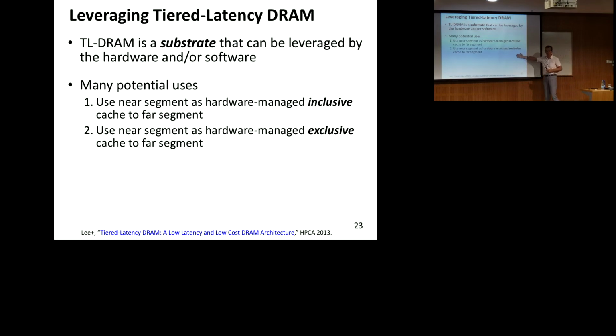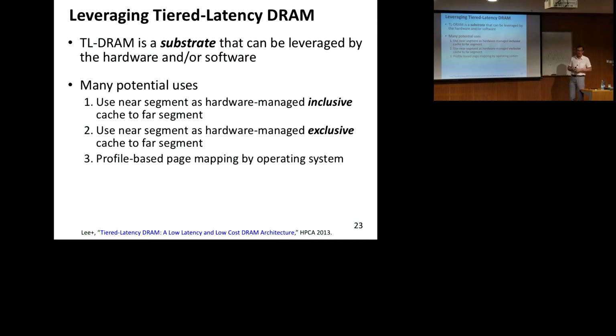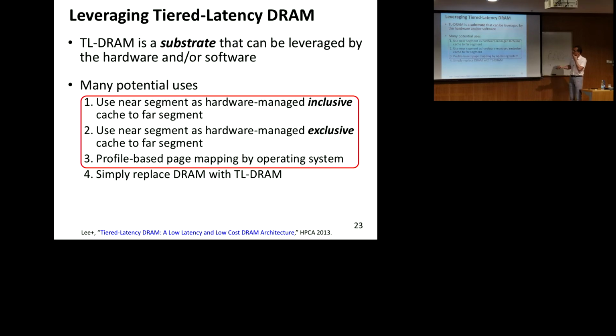And this has implications on the memory controller, of course, in terms of what you need to store in the memory controller. Or you could actually manage it by the software. The operating system maps some frequently used pages to the near segment. We haven't examined these comprehensively. I think there's a lot more to do over here. One thing that we know doesn't work in existing mapping mechanisms is this: you simply replace DRAM with TL-DRAM with these characteristics that I showed you. It doesn't buy you anything. Why? Because these frequently accessed pages don't magically end up in the near segment. If they did, that would be great. But they don't.